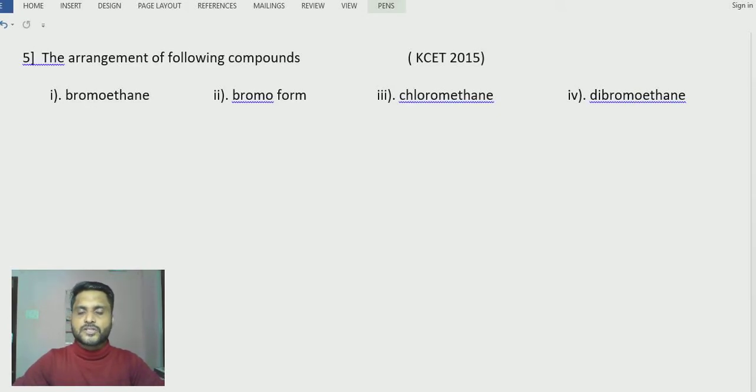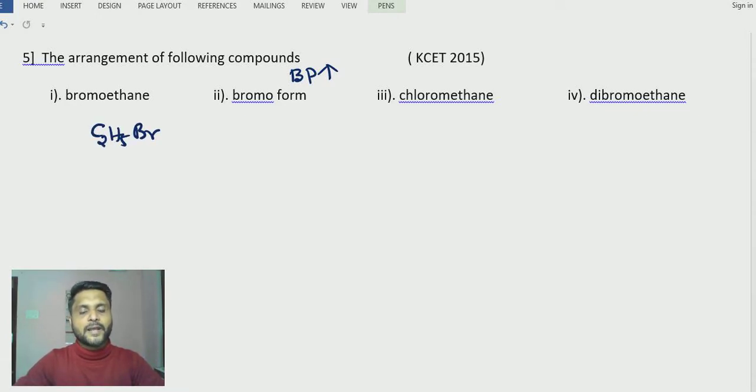In this case, a question is missing. So you have to arrange in the increasing order of the boiling point. Remember, in the increasing order of the boiling point, these compounds you have to arrange. And options are also missing, but we'll set the order for this. So bromoethane. Bromoethane is C2H5Br, ethyl bromide.